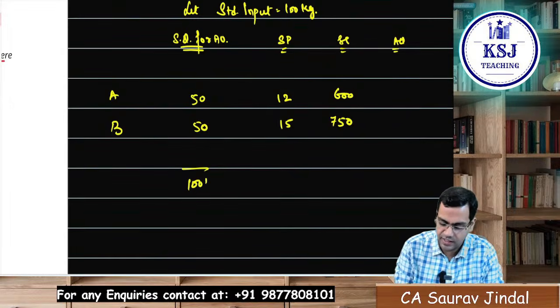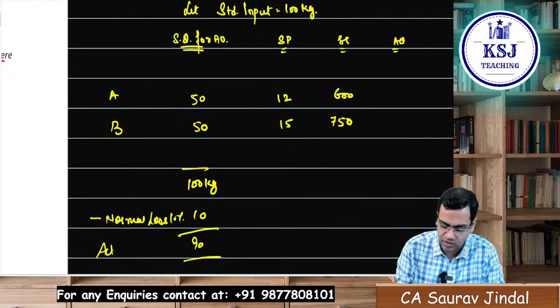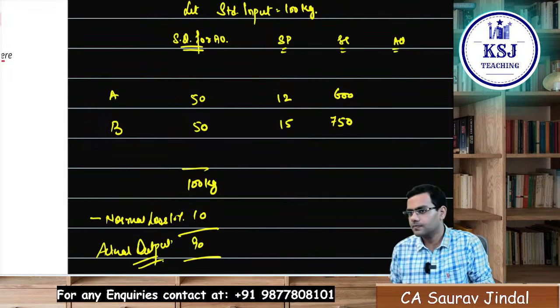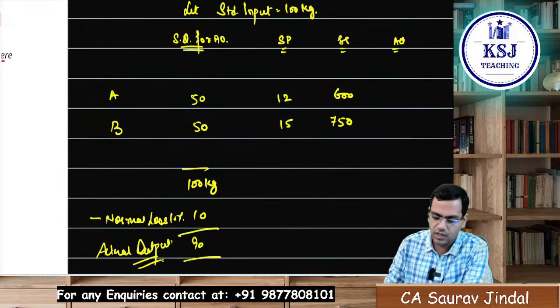Total 100 kg. He says there is a normal loss also. Normal loss is what? 10%, that is 10. So 90 is your actual output. This is the actual output. Right? This is your actual output.